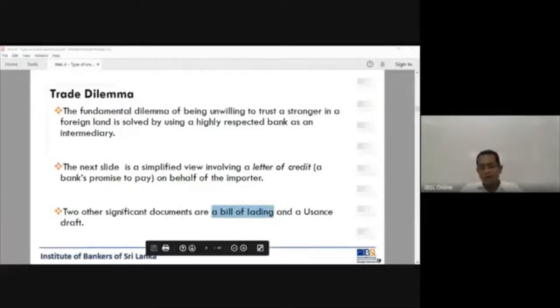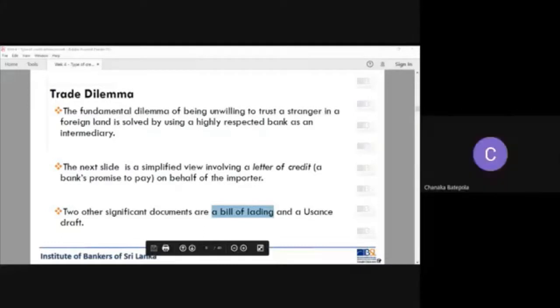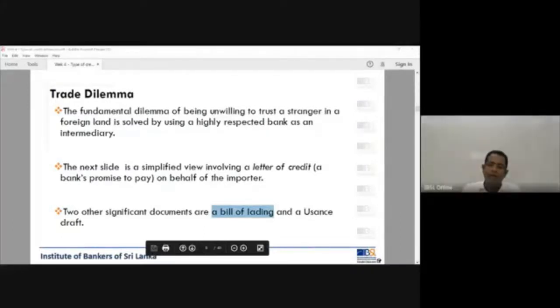What is the document you have if the goods are coming by air, by plane? Bill of lading is for ship. What is the document we use when goods are shipped through air? Airway bill? Yes, airway bill, right? That is correct.